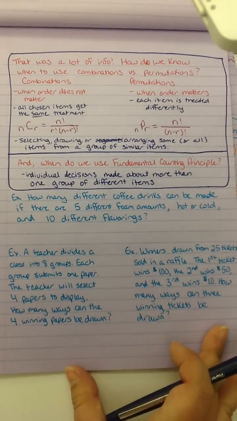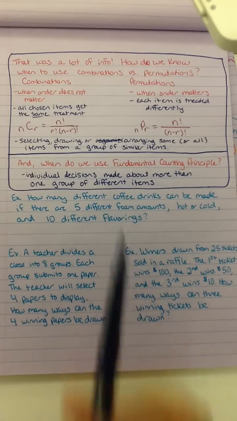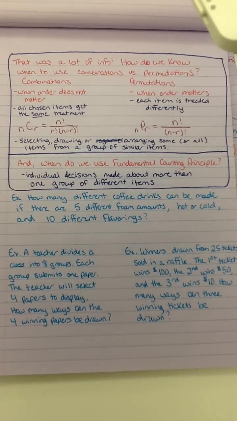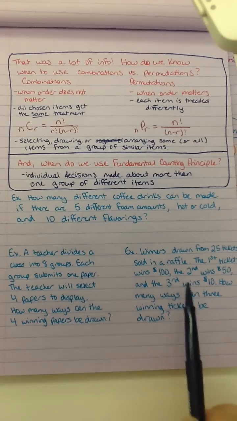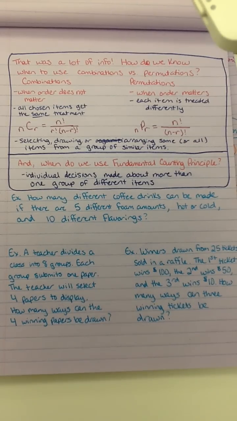So, looking down here, I have 3 examples. I want you to pause the video, read them, and figure out which one would be fundamental counting principle, which one would be a permutation, and which one would be a combination.